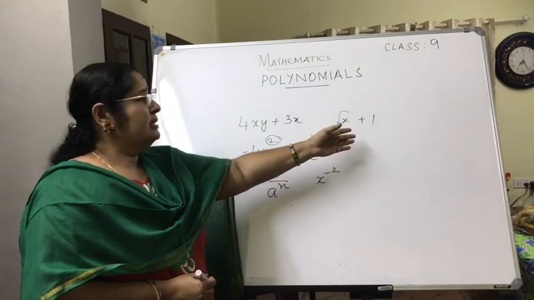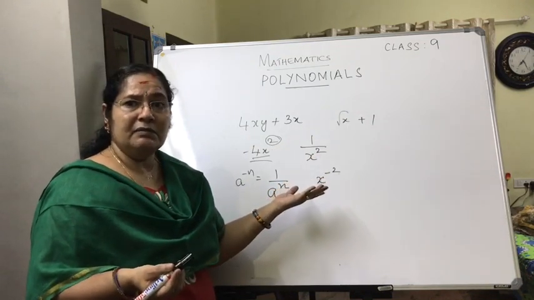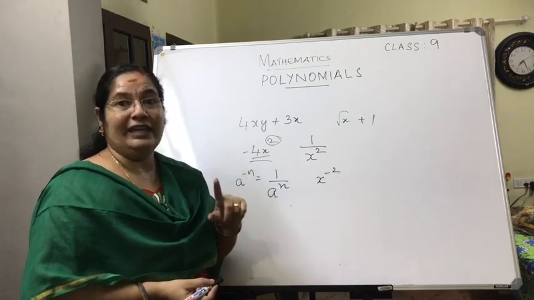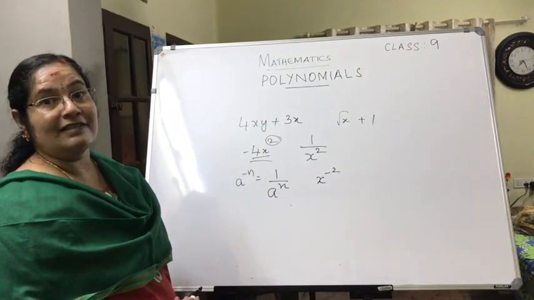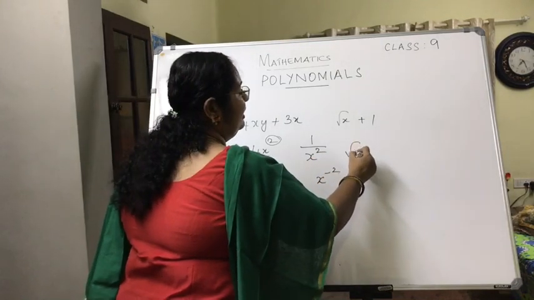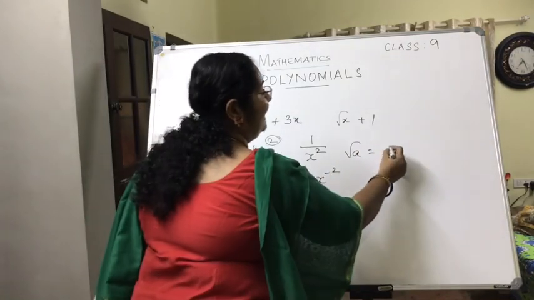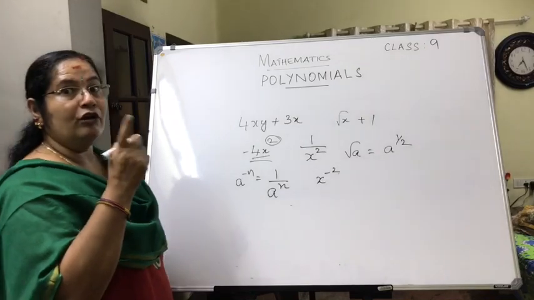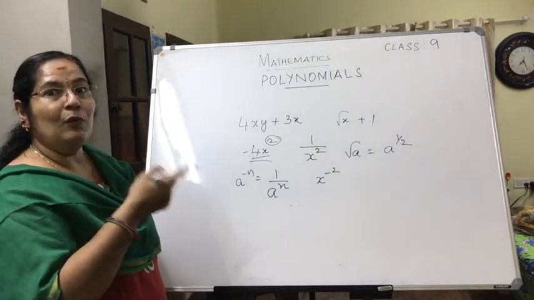We may think, yes, root x plus 1. Nowhere is a negative sign coming, so it may be a polynomial. But it is not a polynomial. Why? What is root x? Square root of x. Again go back to the same: square root of a is what? Square root of a can be written as a raised to 1 by 2, by the law of exponents. Root of a is a raised to 1 by 2.